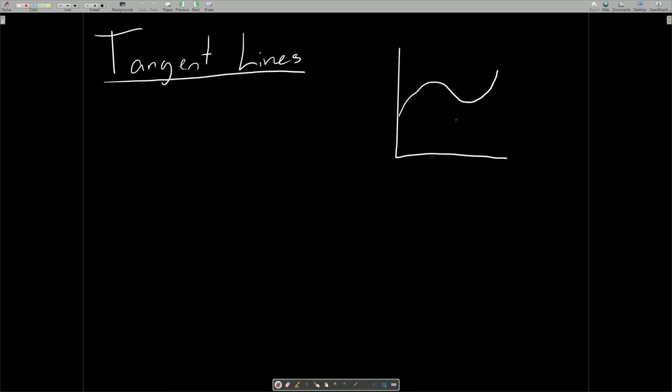Now let's cover tangent lines. Here we have this curve. I'm going to draw a tangent line right here. Let me do that again. So let's say I want this point right here. A tangent line touches a curve at exactly one point and doesn't cross.